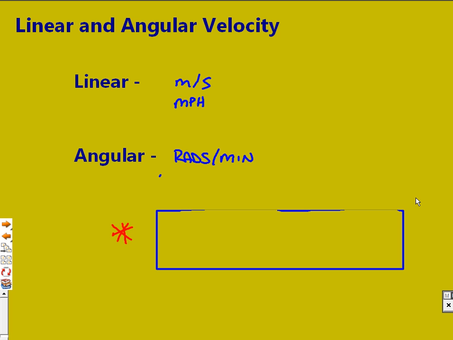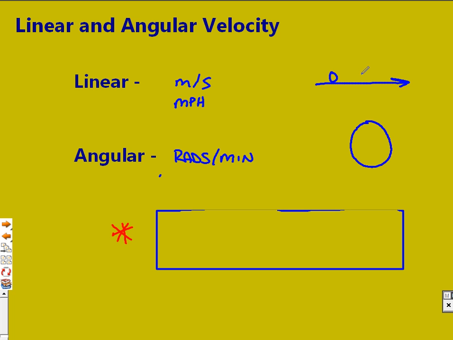So we talk a lot about meters per second, miles per hour, very standard for a linear speed, just meaning a straight line speed. Angular velocity is something kind of new. Basically, it's a rotational velocity.